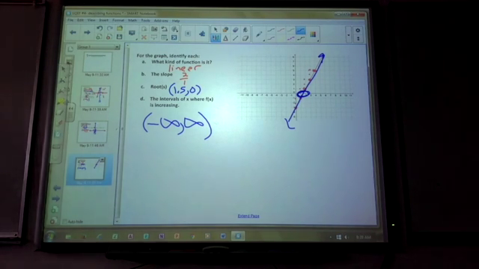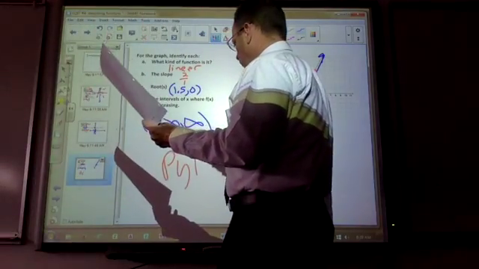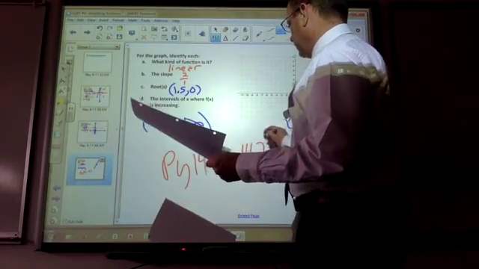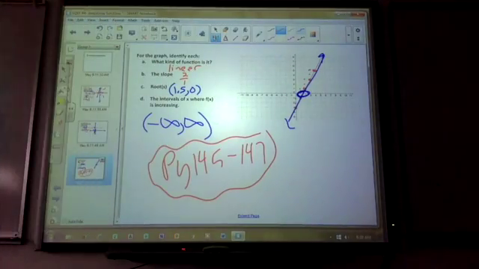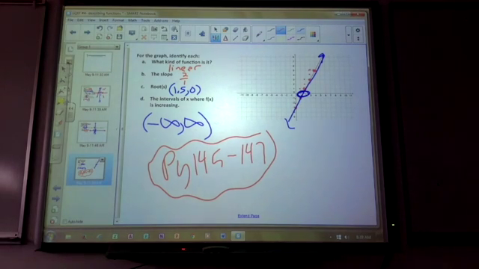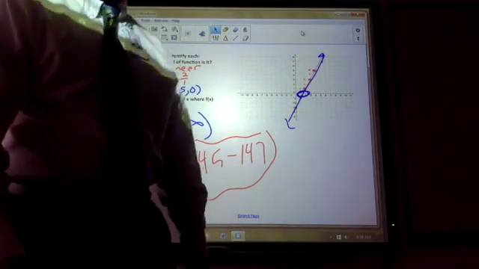All right, your assignment is pages 145 through 147. If you need a picture of it, I have it up here. I'll put it in this basket. There's the front and the back. Cool? Good to go? You guys want to work on the assignment? Please do. Enjoy.